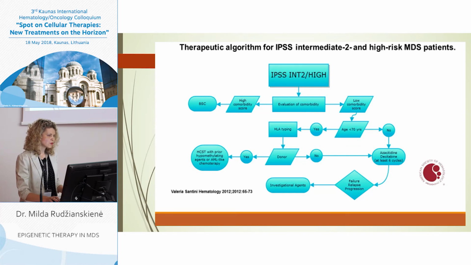So shortly, looking at the therapeutic algorithm, maybe I would repeat that if the patient has a low comorbidity score, is quite young, and has a donor, we have to go to allogeneic stem cell transplantation. And the question is what kind of prior chemotherapy we could choose. And if the patient has no donor or is not fit for stem cell transplantation, we should treat him with the hypomethylating agents. But the question for the future is what to do with failure, relapse, or progression.